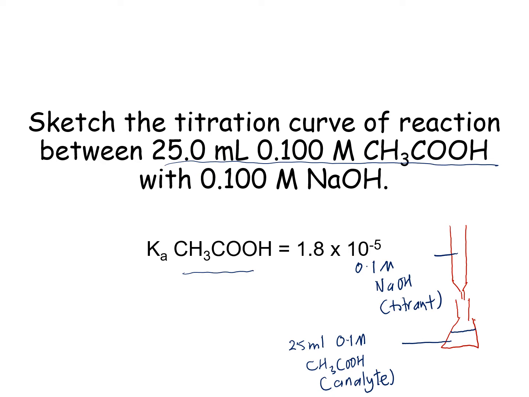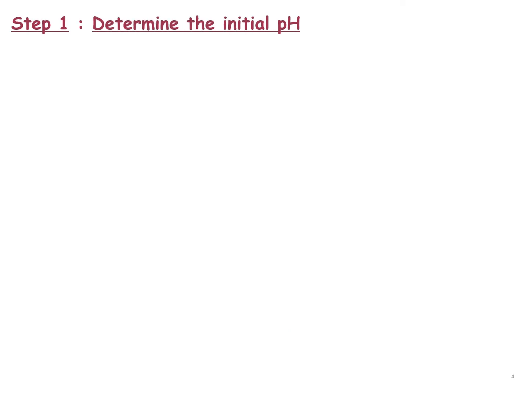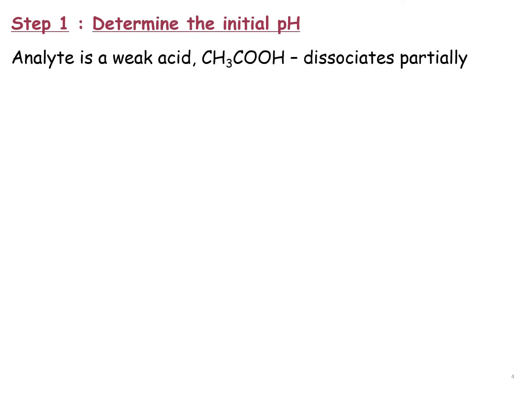So, let's start. Step 1, determine the initial pH. The analyte we determined is a weak acid, which is your ethanoic acid. Since it's a weak acid, how does it dissociate? The acid will dissociate partially, or to be more precise, actually not partially. The term we use is that it will dissociate slightly. It will dissociate only a little bit, slightly, not partially.